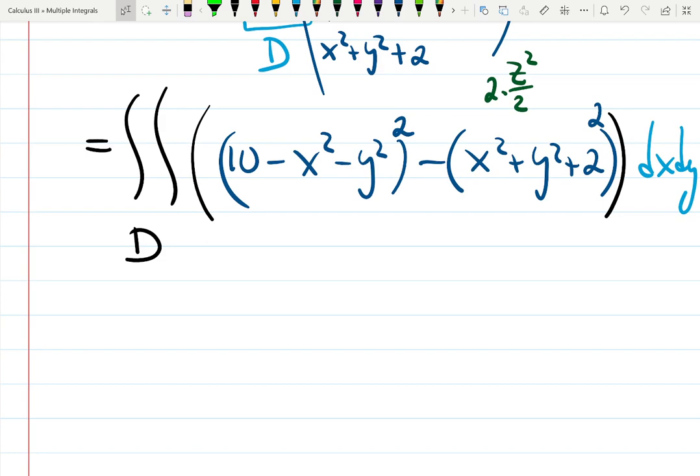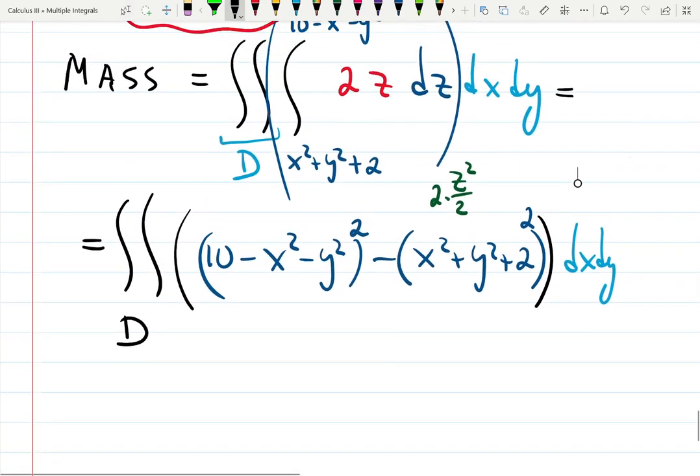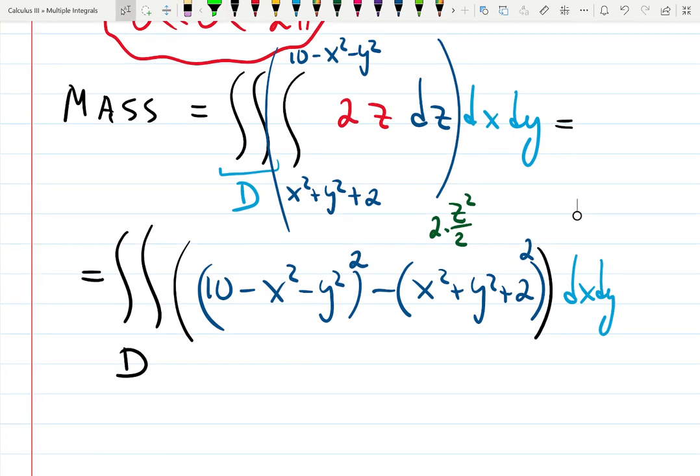Now, the thing is, we don't have to simplify all of this, because we can always call x squared plus y squared r squared. And now we start converting everything. This is r squared. This is minus r squared, right? Minus minus gives you plus. So it's actually 2r squared.